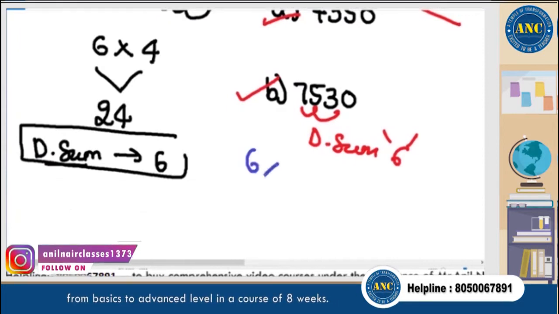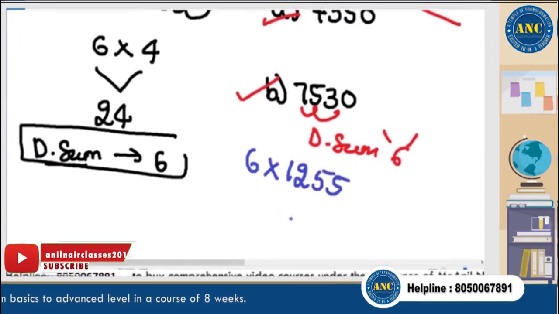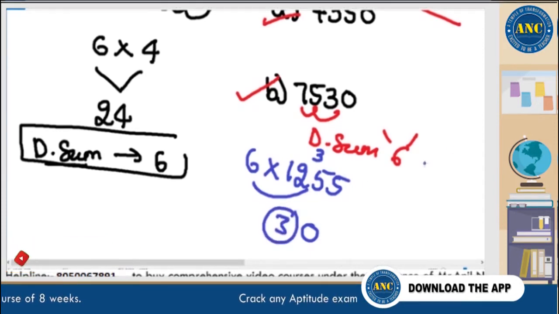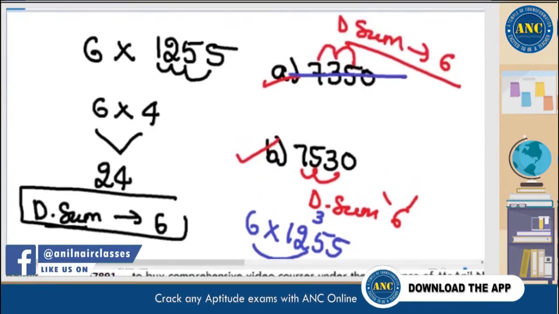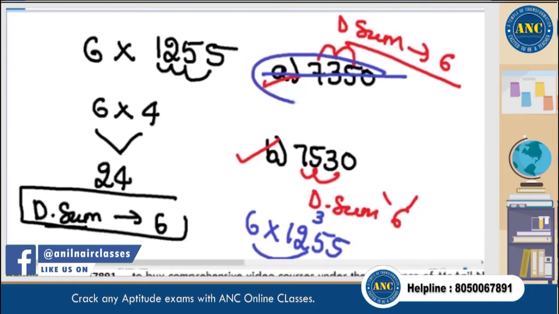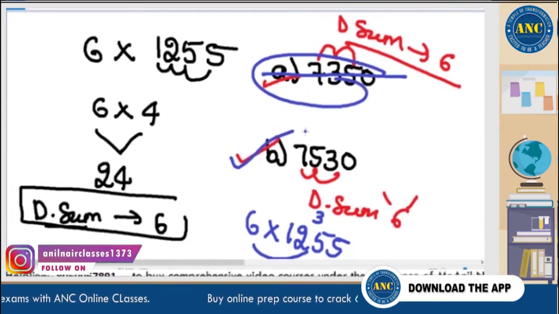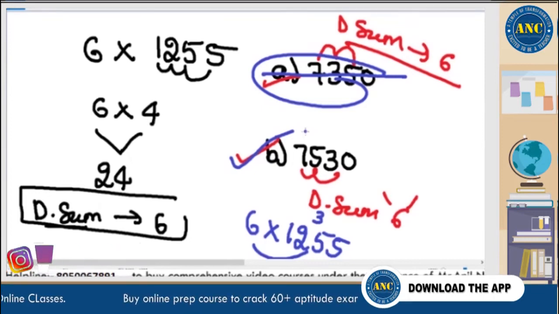Next one, 6 into 1255, 6 5s are 30, 30 plus 3, 33, tens place should be 3. This option is eliminated. Option is 7530, I hope it is clear.